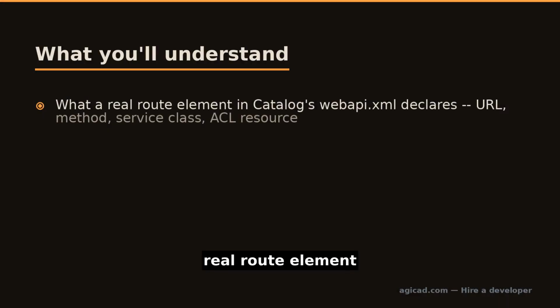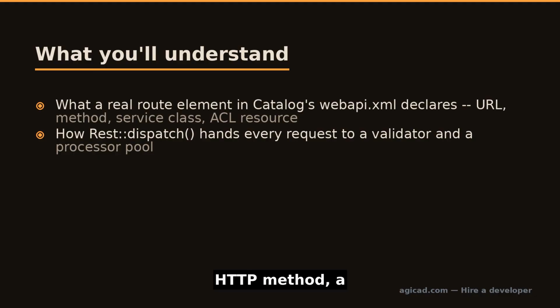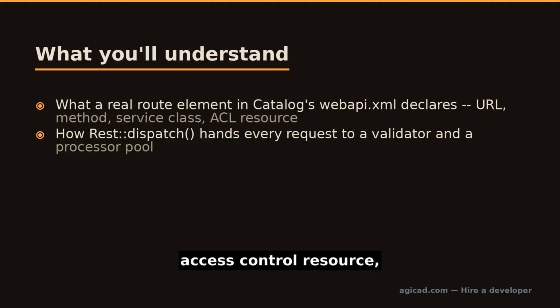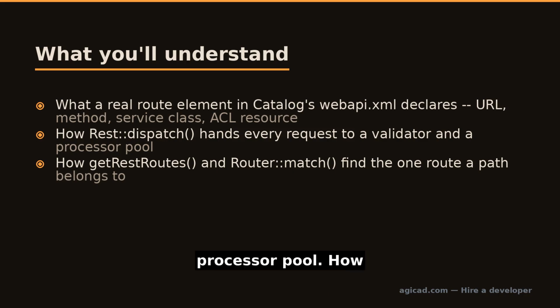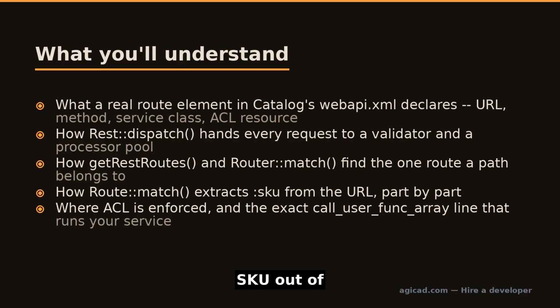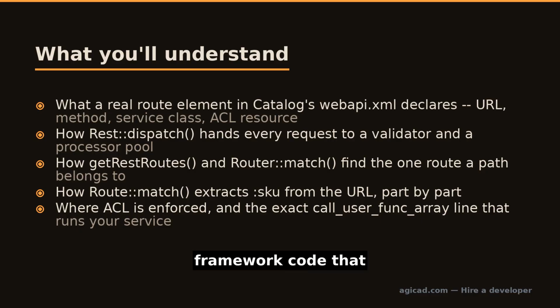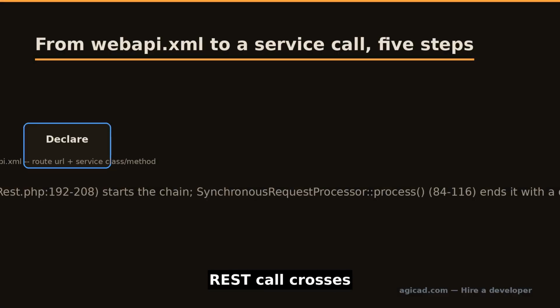What a real route element inside catalog's webapi.xml file actually declares: a URL pattern, an HTTP method, a service class and method, and an access control resource, nothing more. How the REST front controller's dispatch method stays tiny by delegating to a validator and a processor pool. How the configuration class and the router cooperate to find the one route a path belongs to. How the route object walks the URL part by part to pull a value like a product SKU out of a placeholder. And where permissions are enforced, plus the exact line of framework code that ends the chain by calling your service method.